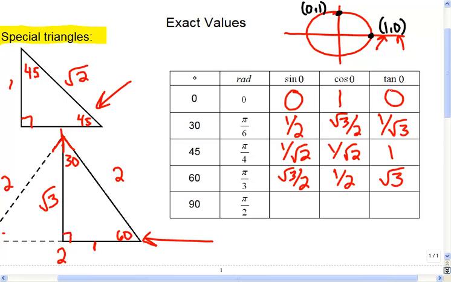Okay. Now, if we're going to do 90 degrees, we're going to look up at these coordinates. Okay. Sine being y, cosine being x. So the tangent here, we would call this undefined.